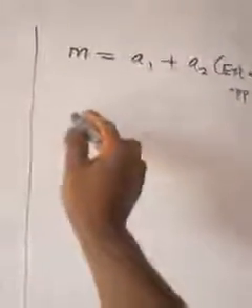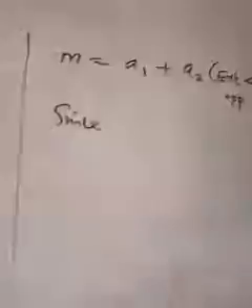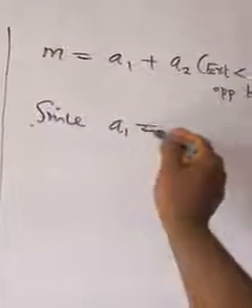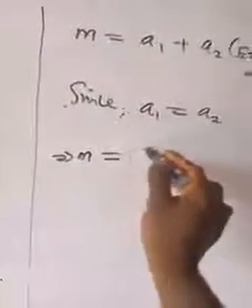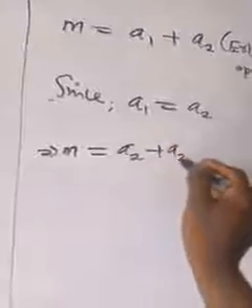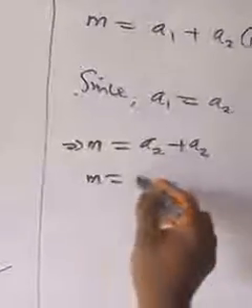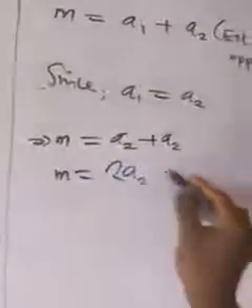Therefore, since A1 is equal to A2, we can now have M to be A2 plus A2. So M is equal to 2A2. Let's keep this. This is equation 1.